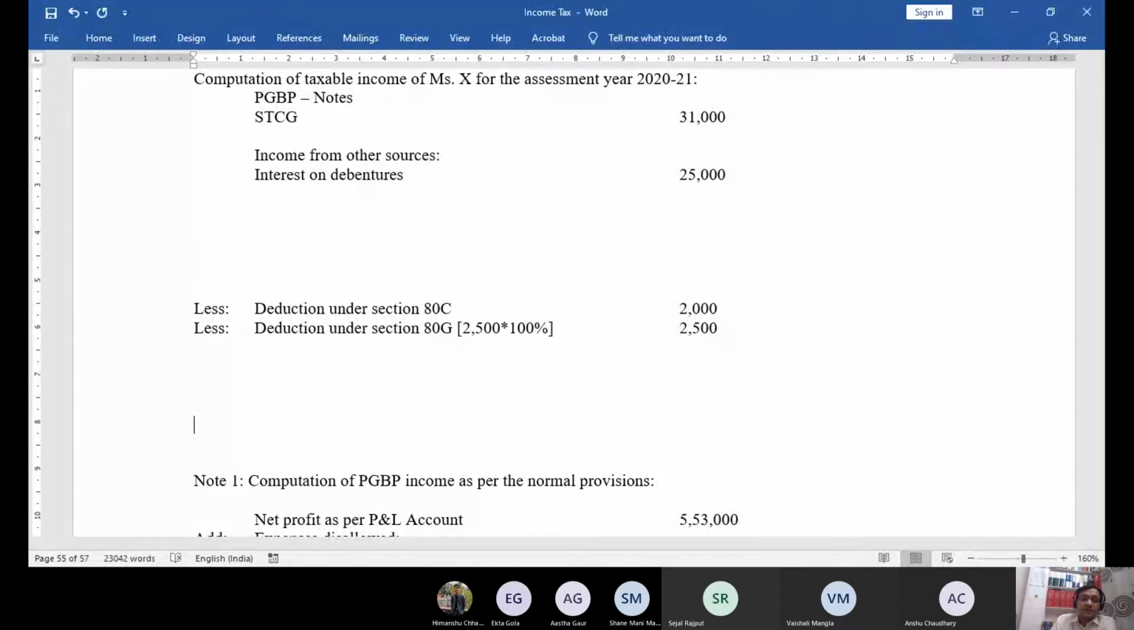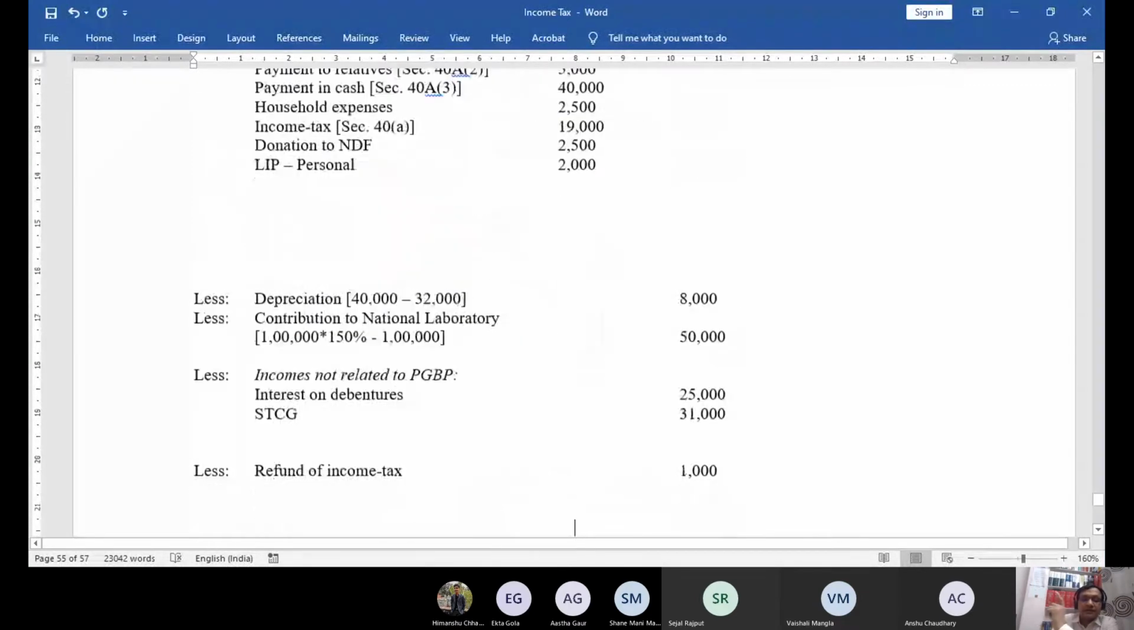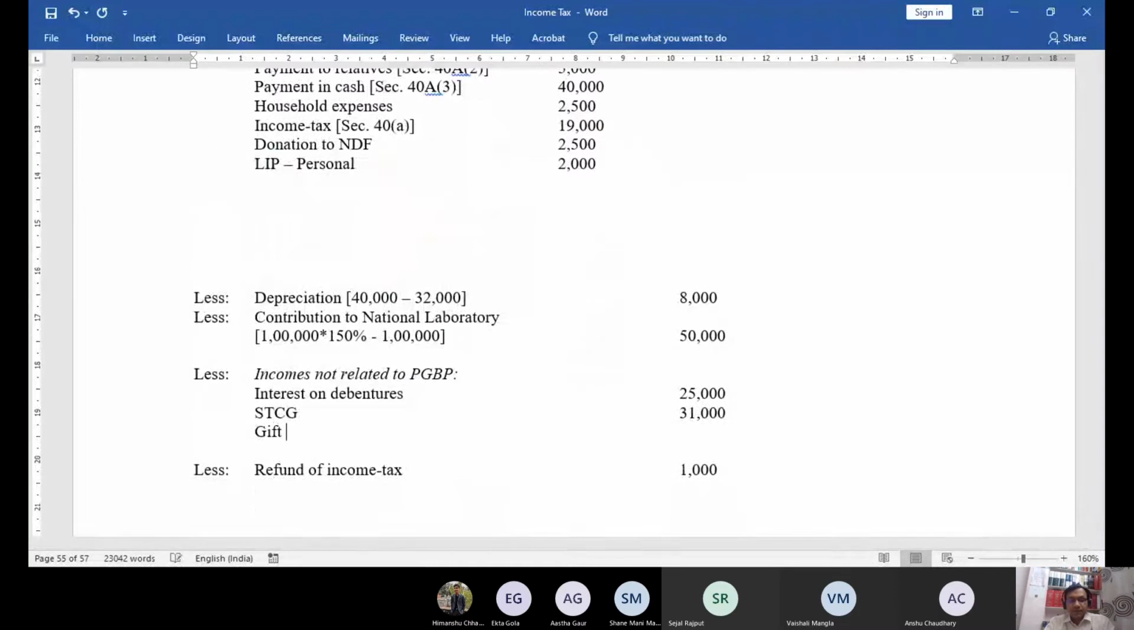Gift from father, it is an income. It is an income, but not of PGBP. So first you deduct it. How much? 22. And then you have to show this as income from other sources.